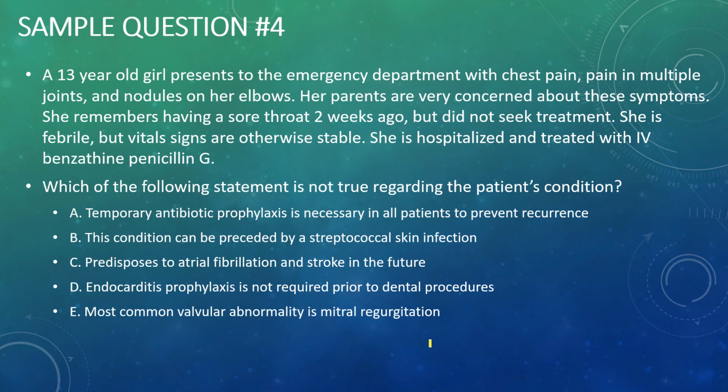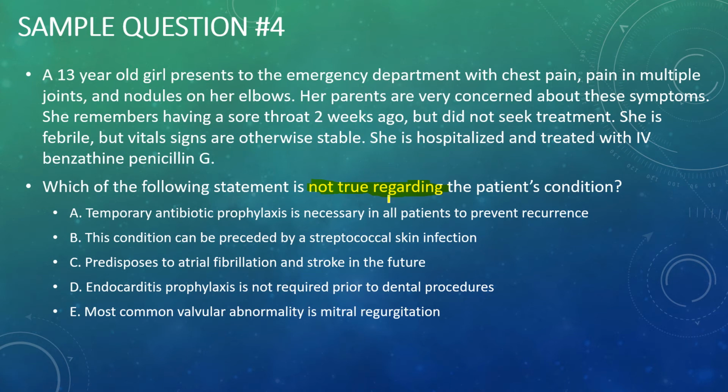So let's talk about this question now. Which of the following is not true regarding this patient's condition? Remember, we always want to read the question first. Which of the following is not true regarding this patient's condition? Temporary antibiotic prophylaxis is necessary in all patients. This condition can be preceded by a streptococcal skin infection, predisposed to AFib and stroke. Endocarditis prophylaxis is not required prior to dental procedures, and the most common valvular abnormality is mitral regurgitation.